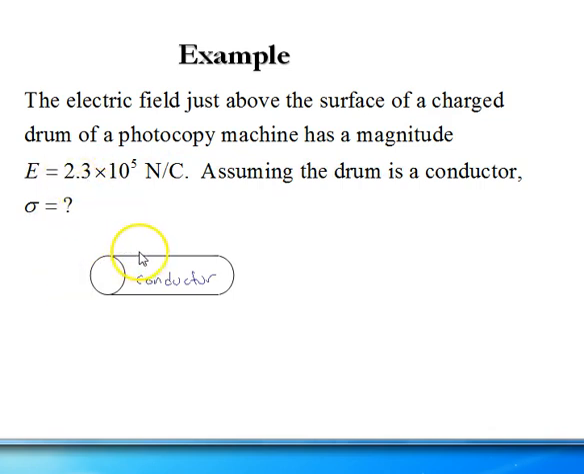We know the electric field, we want to know the surface charge density. Well, if it's a conductor, we know the electric field, if the charge is positive, will be pointing away. We know it has to be perpendicular here. But we want to know just above it, right? What we showed earlier was the electric field just outside the surface of a conductor, the electric field magnitude, is equal to sigma over epsilon naught.